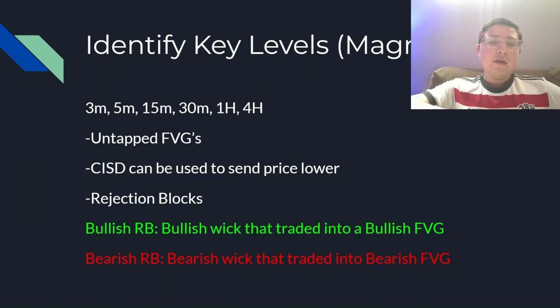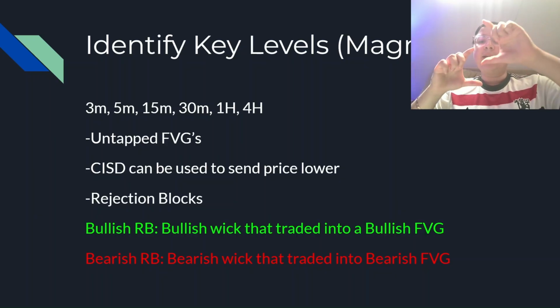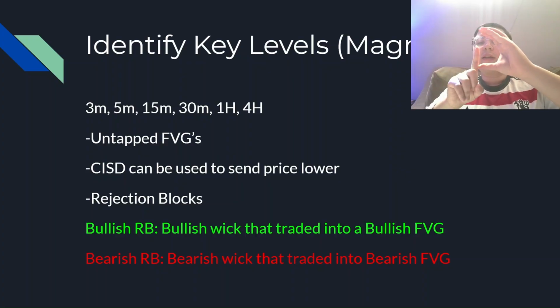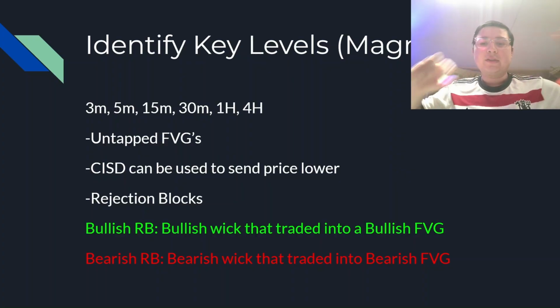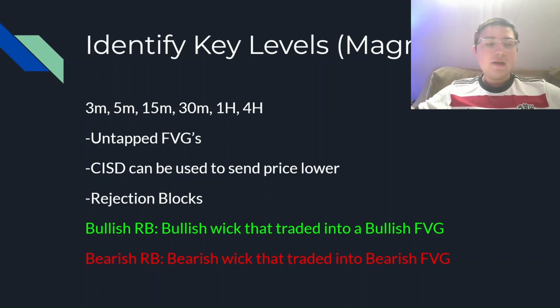Rejection blocks are another magnet. A bullish rejection block would be a bullish wick that's inside a bullish fair value gap. So if this is a bullish fair value gap, and a wick is inside here, that would be the rejection block. Same thing for a bearish rejection block: a bearish wick that traded into a bearish fair value gap. All those are magnets to send price one way or another.